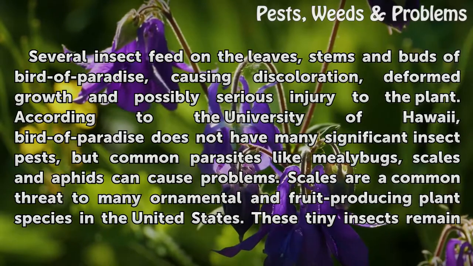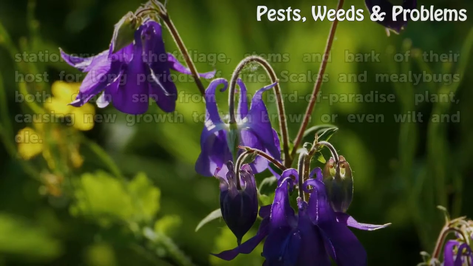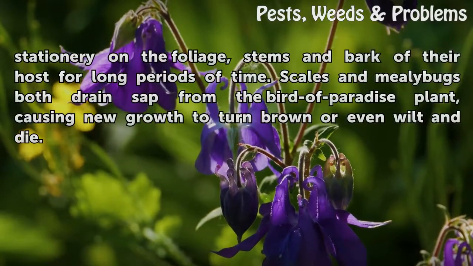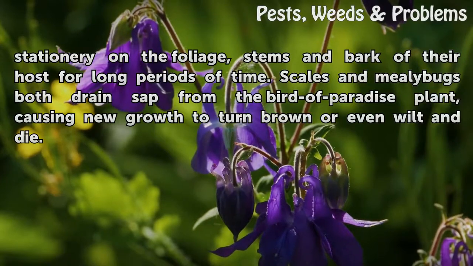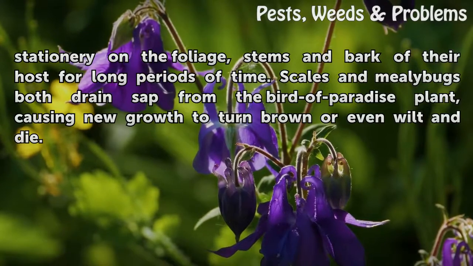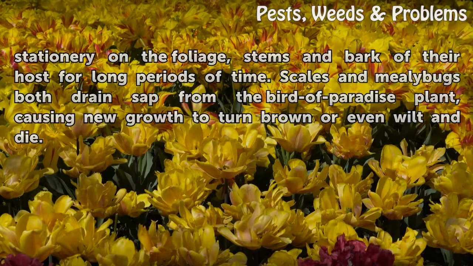Scales are a common threat to many ornamental and fruit-producing plant species in the United States. These tiny insects remain stationary on the foliage, stems and bark of their host for long periods of time. Scales and mealybugs both drain sap from the bird of paradise plant, causing new growth to turn brown or even wilt and die.